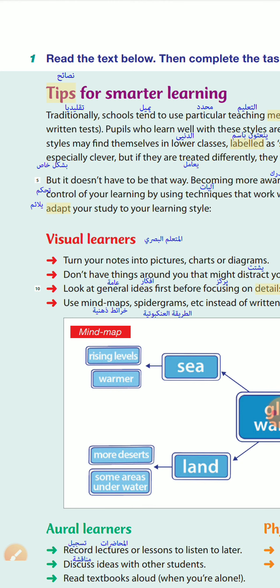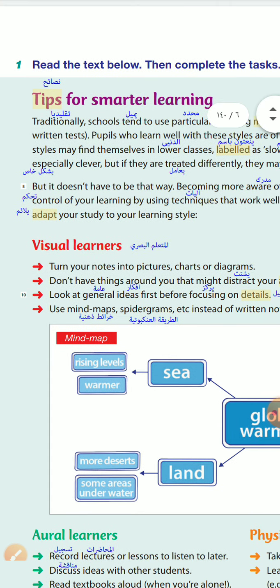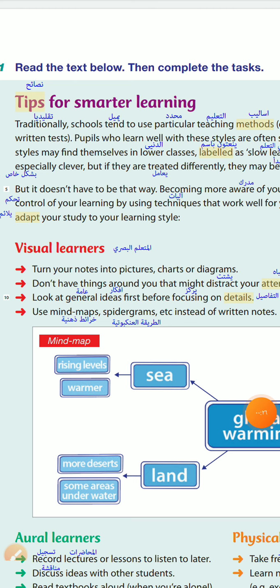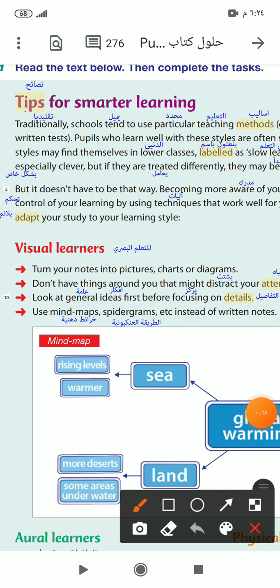Okay. I want you now to tell me what is the title. Yes, tips for smarter learning. What do we mean by tips? Tips means advice for smarter, intelligent learning. Okay, I want you now to read the text below, then complete the task.